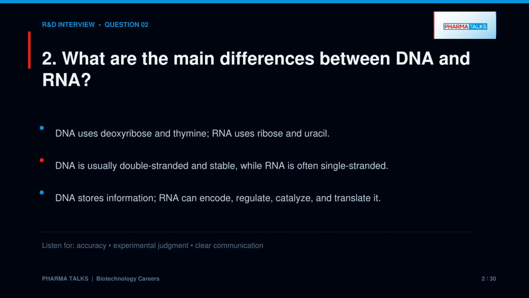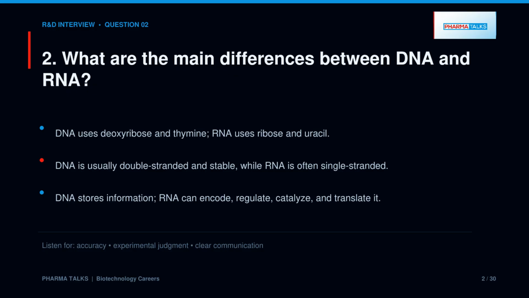DNA and RNA differ in their sugar, nitrogenous bases, structure, and biological roles. DNA contains deoxyribose and thymine and is usually a stable double helix. RNA contains ribose and uracil and is often single-stranded. Beyond carrying messages, RNA can regulate genes, form ribosomes, and even catalyze reactions. Question 3. How does PCR work?